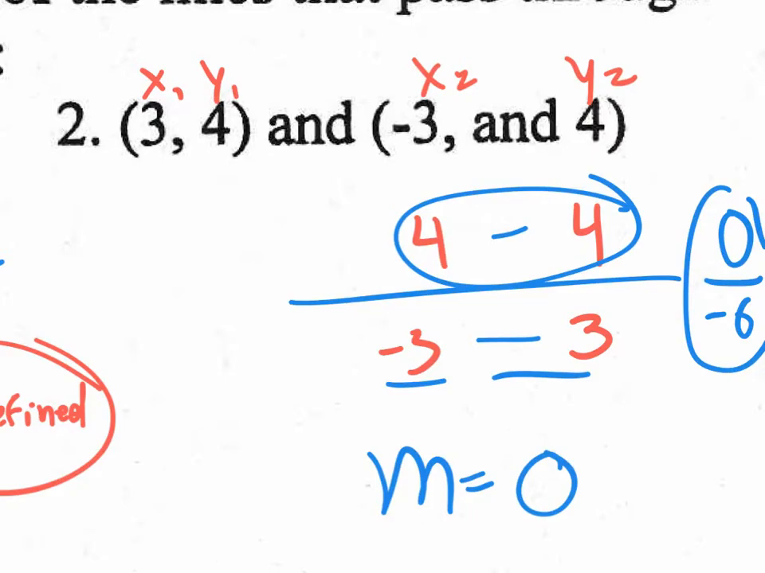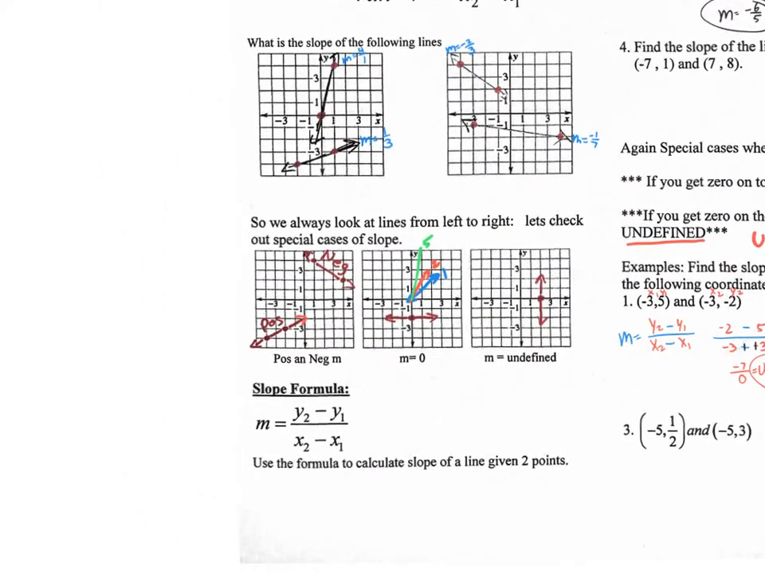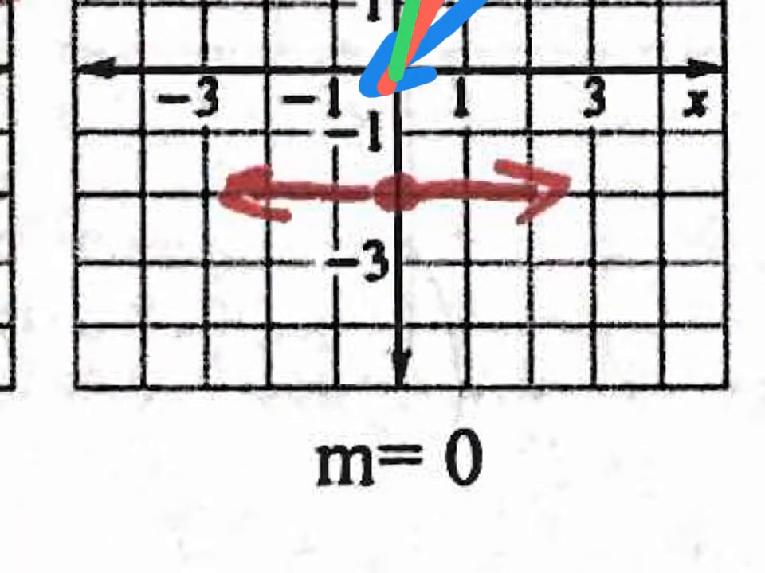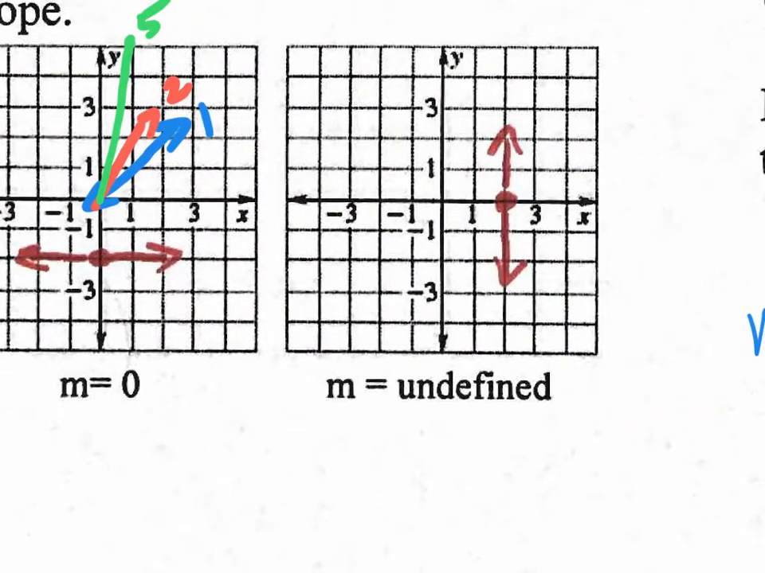Now, what does that mean visually? That it's a flat line, kind of like the floor. I mean, if we look back over here on these notes, m is 0 is a totally flat line. Okay, the slope is 0, flat line. Again, if it's undefined, if you had 0 underneath, it'd be going straight up and down.